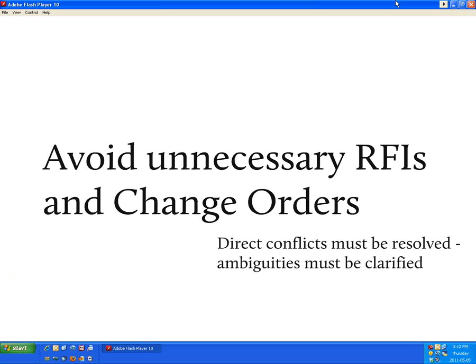The negative, our beloved RFIs and change orders. We can't afford to really be putting documents out there that have inherent conflicts, because as soon as we do, we're going to be inundated with the RFIs. And as soon as that begins to happen, the confidence in the documents goes way down.